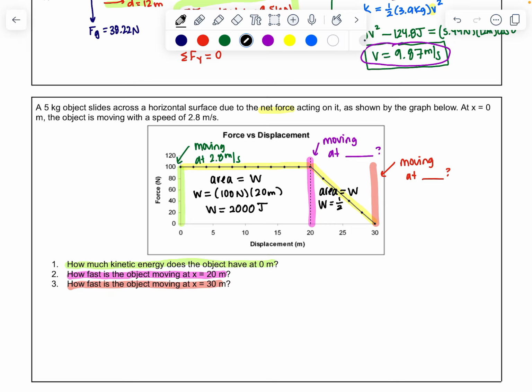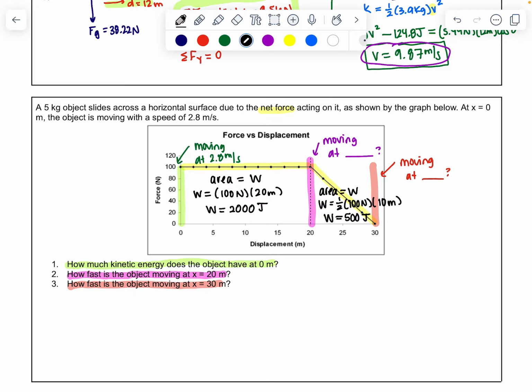We can do the same thing for that triangular piece here, just remembering that the area of a triangle is 1/2 base times height. So 1/2 times 100 newtons times a base here of 10 meters is going to give us a work done here of 500 joules. Now notice those are both positive values for work. What that's telling us is that from 0 to 20 meters, my object is going to be increasing in energy. From 20 to 30 meters, my object is going to be increasing in energy. It's both positive work. Energy is being added to the system.